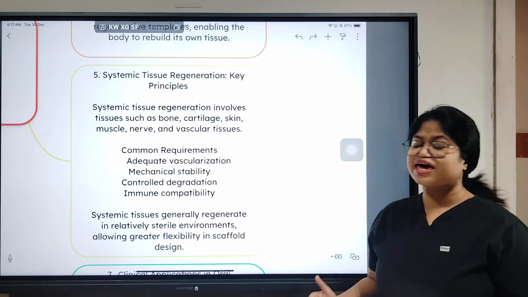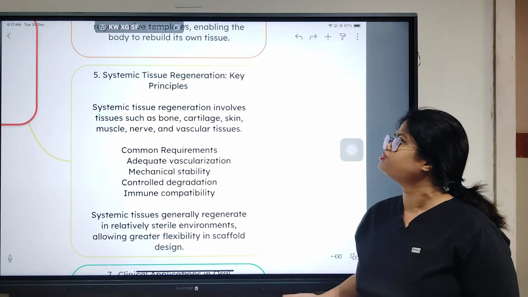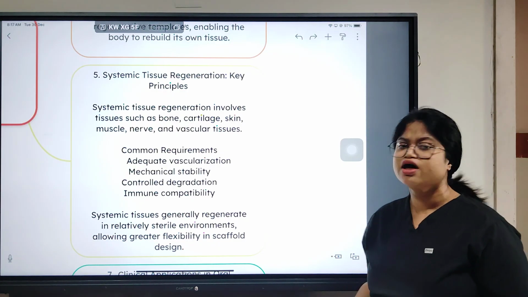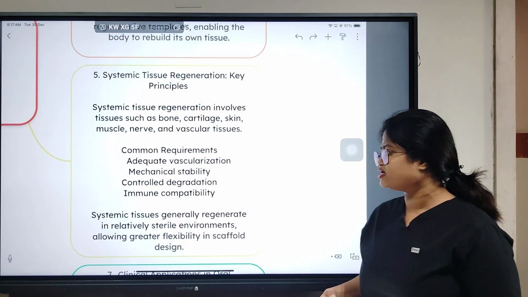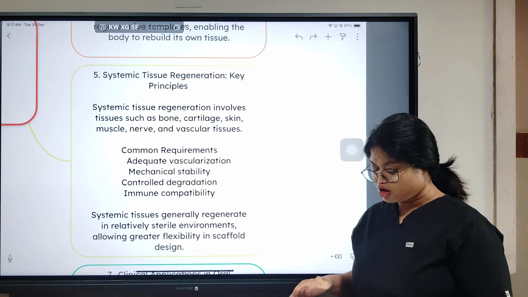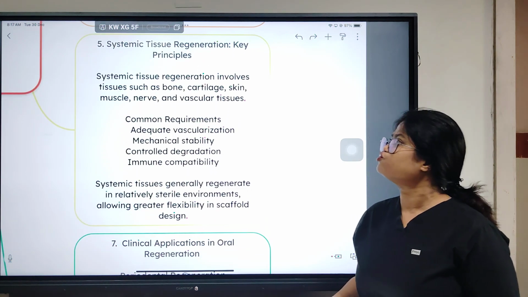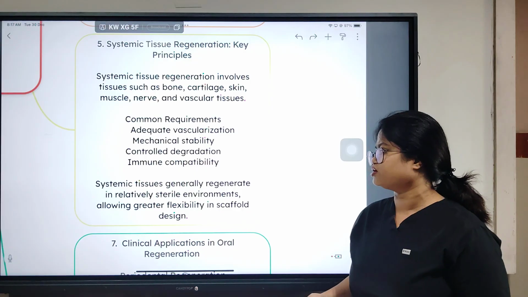mechanical stability of the scaffolds and biomaterials used for systemic tissue regeneration needs to be achieved, controlled degradation rates of the scaffold needs to be achieved in this area, and immune compatibility and prevention of rejection should be taken into consideration when we talk about the key principles driving systemic tissue regeneration.